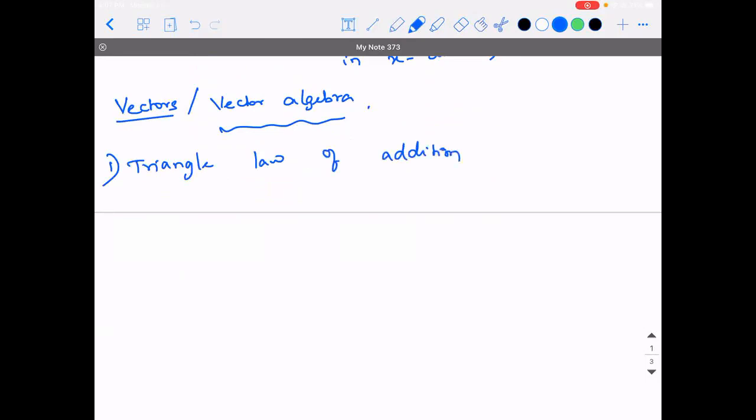So what is this triangle law of addition, guys? If two vectors are taken in order along the sides of a triangle, then the third vector will be the closing side of the triangle taken in the reverse order, so that the third vector is equal to the sum of the other two vectors. C vector is equal to A vector plus B vector. Correct? This is called the triangle law of addition.